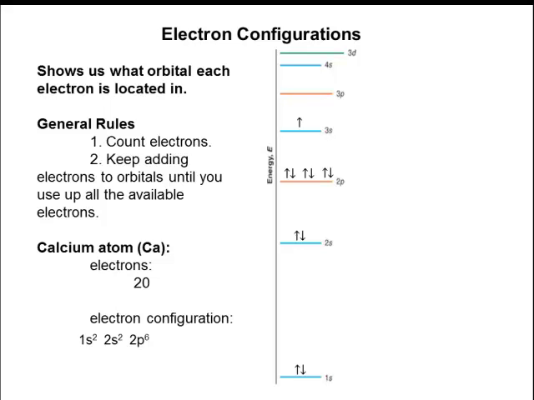Go to the 3s, can hold 2. So 3s2. Next to the 3p, it can hold 6 of them. So 3p6. I'm at 18 total electrons now. I started with 20, I have 18, so that means I have 2 left. So I go into the 4s, put those last 2 electrons, and get 4s2. So my electron configuration for calcium would be 1s2, 2s2, 2p6, 3s2, 3p6, 4s2. I just started with my lowest energy and kept adding electrons till I ran out.